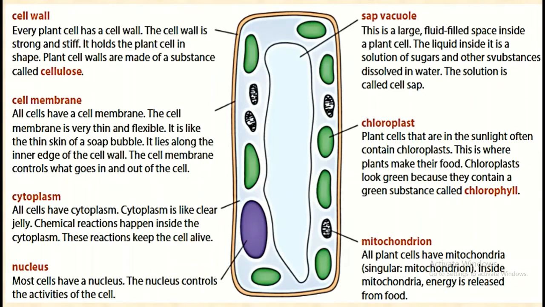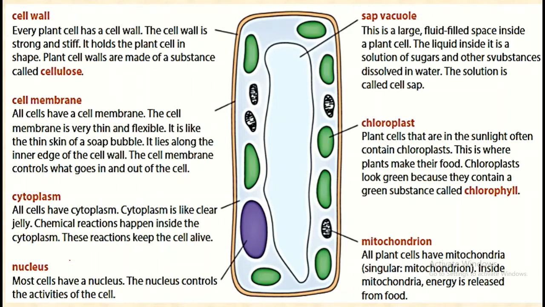Now these are some of the properties of the plant cell components. The first one is the cell wall. Cell wall is strong. It protects the plant cell from external environment, and it gives the plant cell a well-defined shape. Cell wall is made up of a component which is called cellulose.